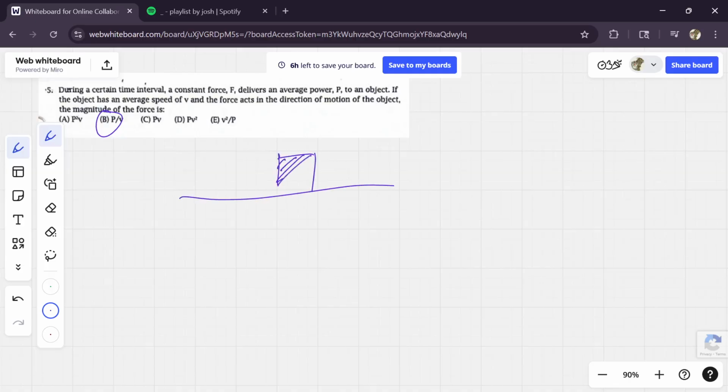So this is a box, and the question is saying that over time, a constant force of F is being applied and it's delivering power, P. This causes the object to move at an average rate, so I'm going to say V average. But honestly, this is not really relevant to the actual answer. It's just asking us what the magnitude of the force is. So what is F equal to?